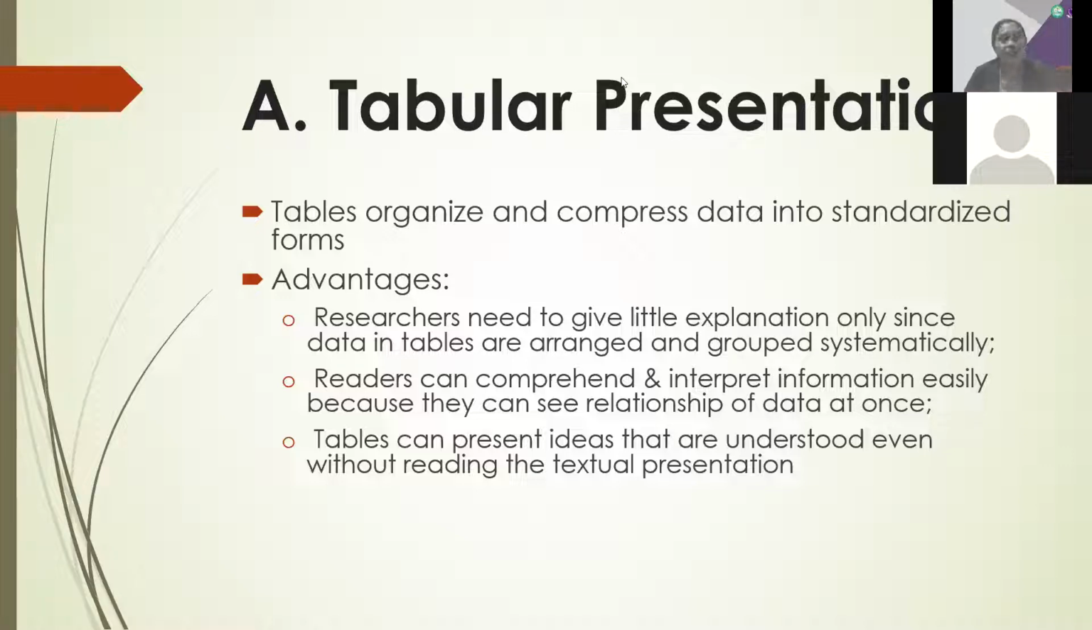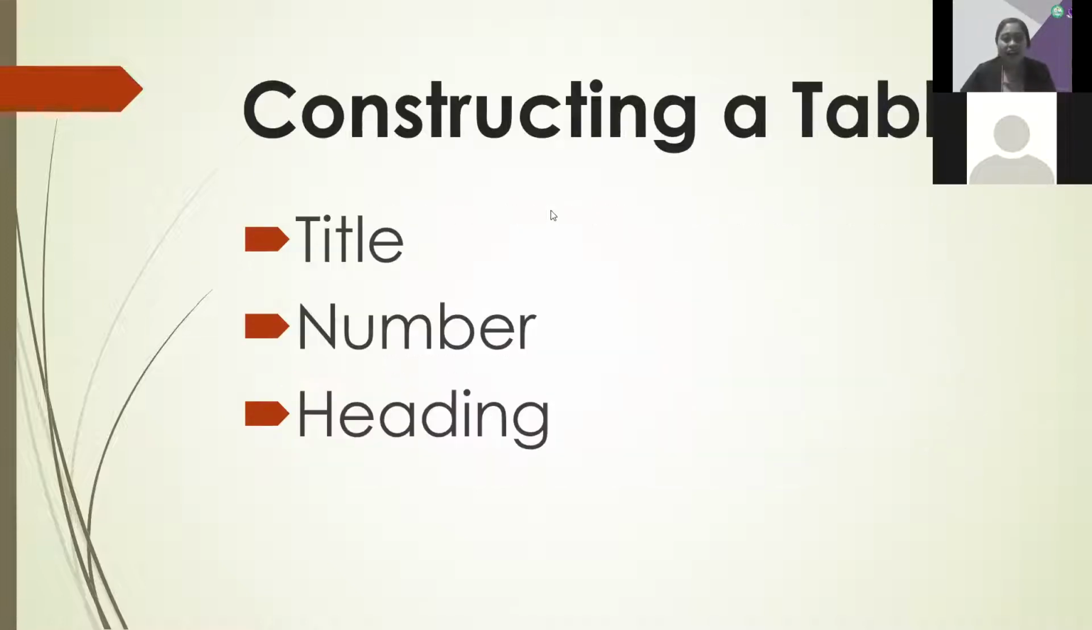In quantitative, there are more tables than textual presentation. Because again, organizing our numerical data in a table will make it easier for our reader to understand and comprehend the gathered results. So in constructing a table, class, you should have a title. So the title will just be the table itself, table and then the number. So for example, table number 1, and then you will have a heading. What is contained in our table.